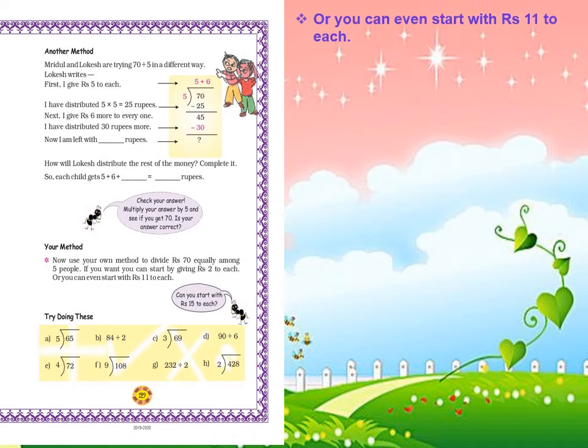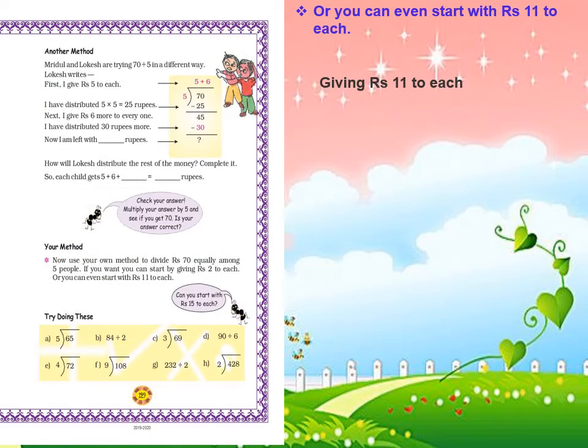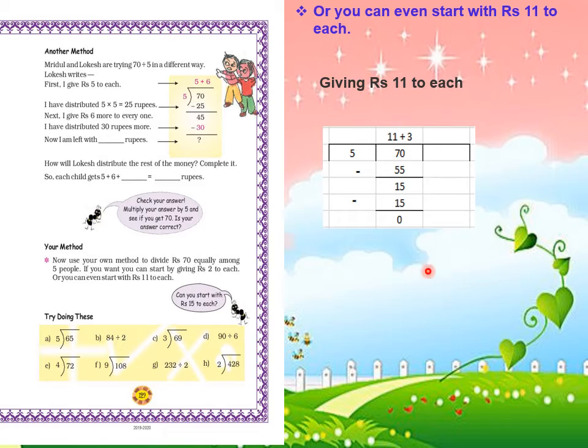Now we will start with rupees 11. So giving rupees 11 to each. So first we will give rupees 11 to each one. So 11 fives are 55. So 70 minus 55, that is 15.